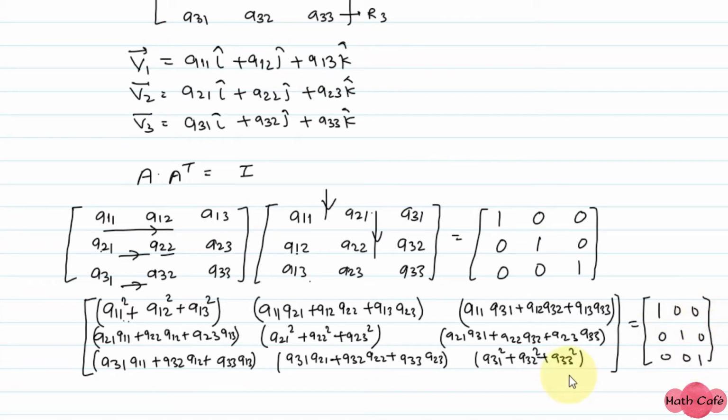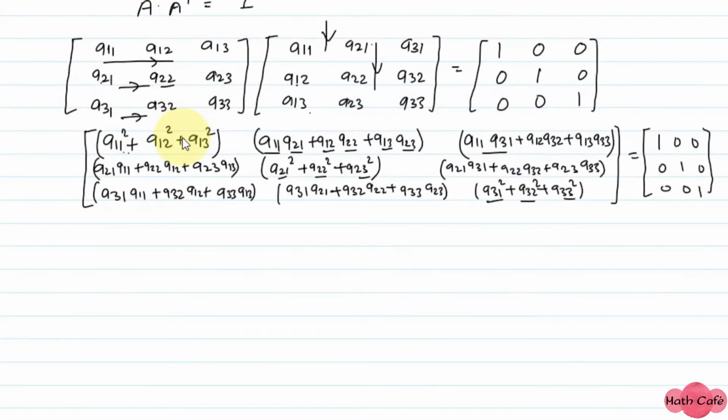Hope you understand this. If V1, V2 and V3 are these vectors, then A11 square plus A12 square plus A13 square will be mod of V1 square. Just like that, A21 square plus A22 square plus A23 square will be mod of V2 square, and A31 square plus A32 square plus A33 square will be mod of V3 square. A11 multiplied by A21, A12 multiplied by A22 and A13 multiplied by A23 is nothing but V1 vector dot V2 vector, and this is nothing but V1 vector dot V3 vector.